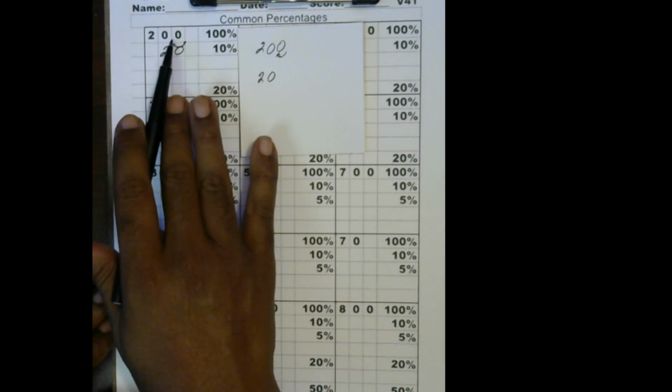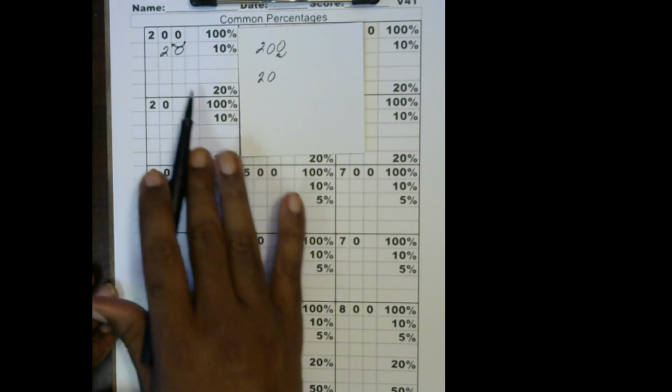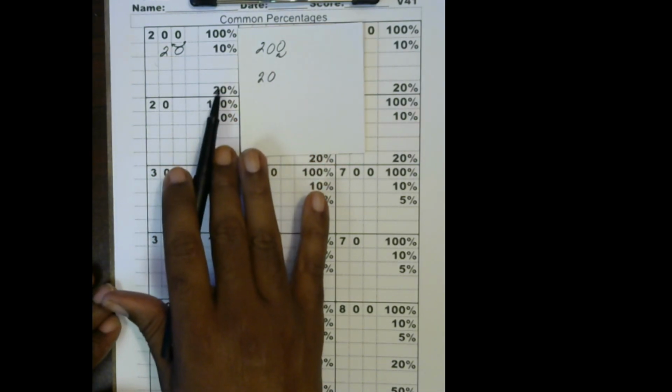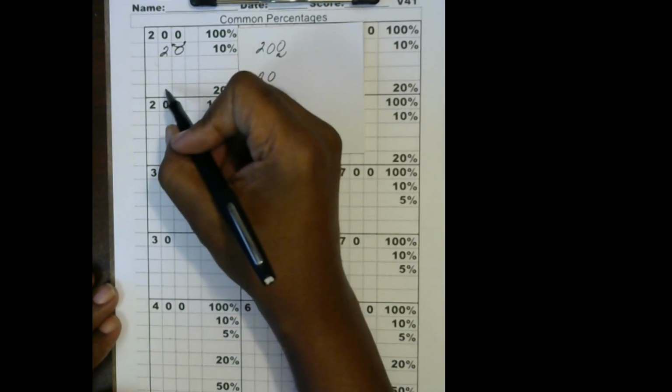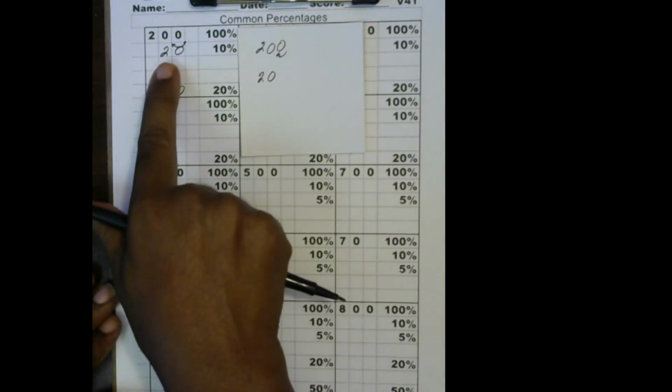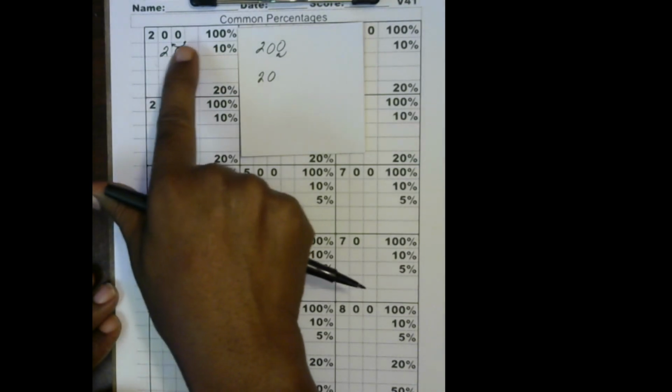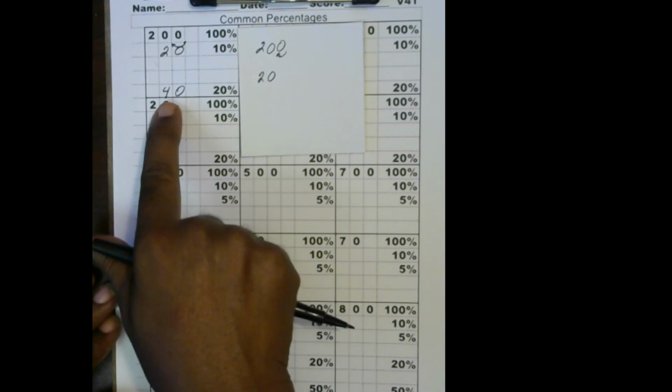Now, if I want to represent 20% of 200, what I do is I look at what 10% is, which is 20, and I double it. So to go from 10% to 20%, I take the answer 20 and I double it, 20 plus 20, and it becomes 40. So 20 is 10%, whereas 40 is 20% of 200.